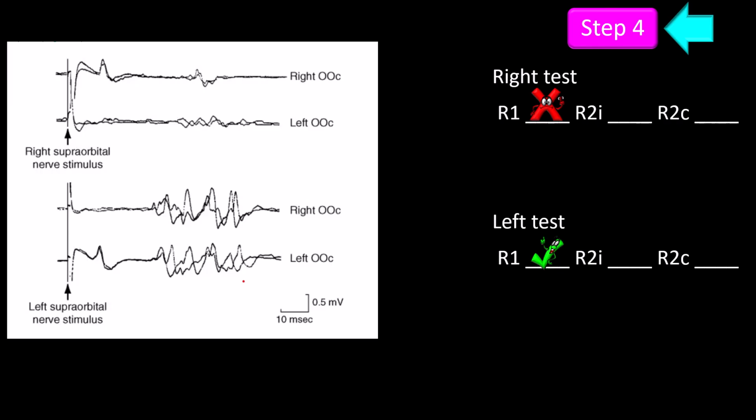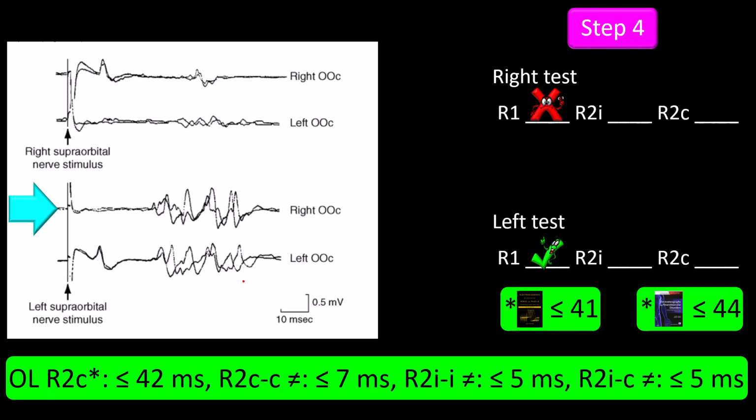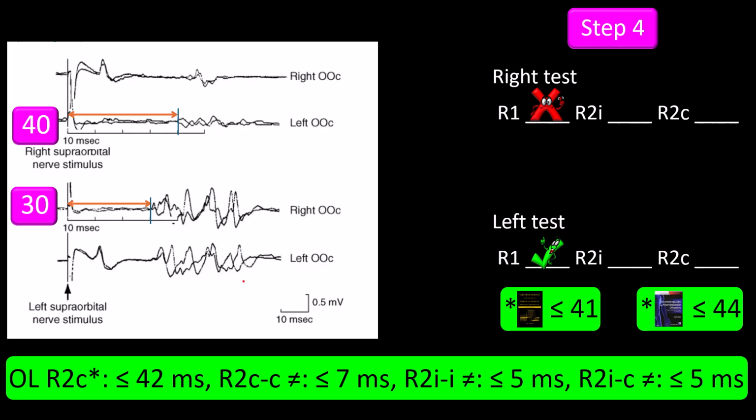It consists of the evaluation of R2 contralateral. I start by assessing left R2 contralateral. In this frame, I have introduced normal values for R2 contralateral from different sources. Equal or less than 42 milliseconds is from our lab's control, which we will use for this exercise. Left R2 contralateral is 30 milliseconds, less than any control. Then I assess right R2 contralateral onset latency. Right R2 contralateral is 40 milliseconds. It is less than any control.